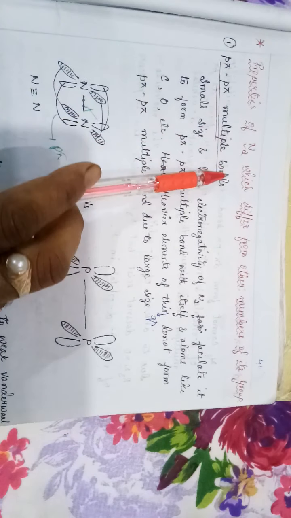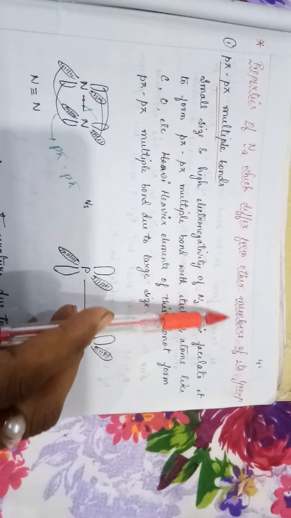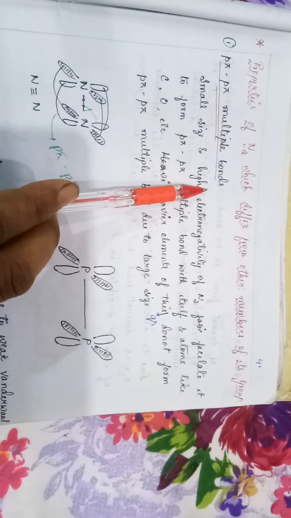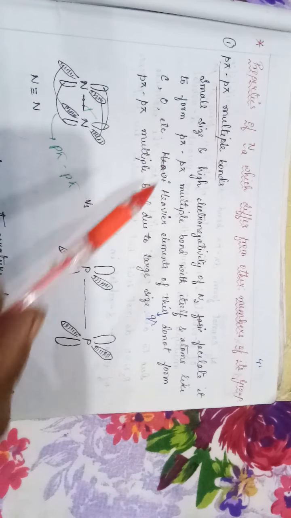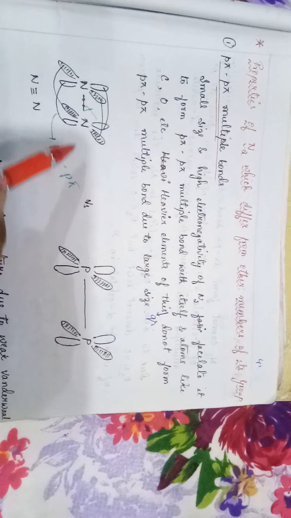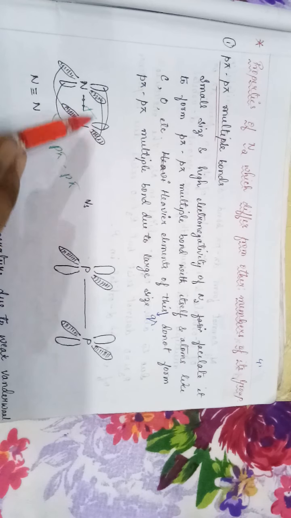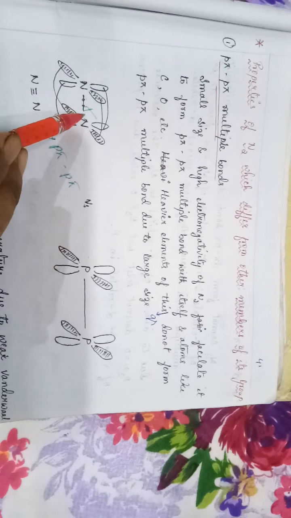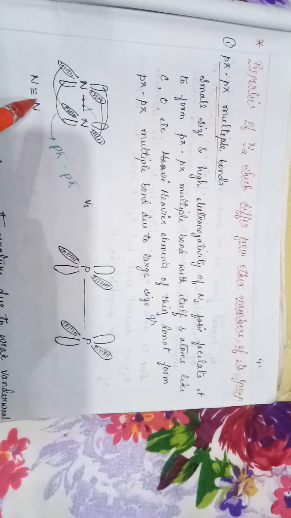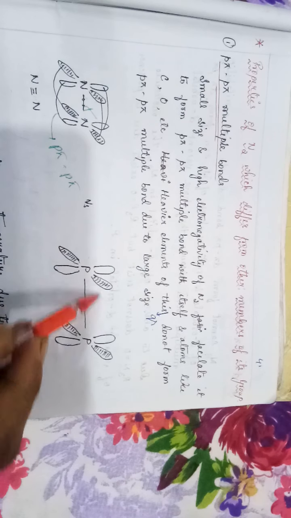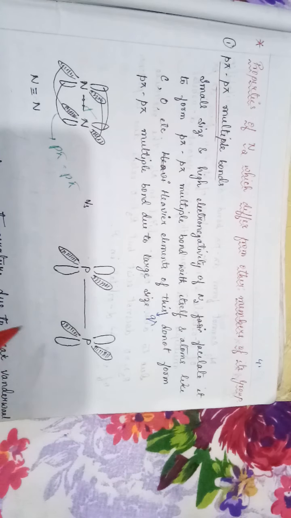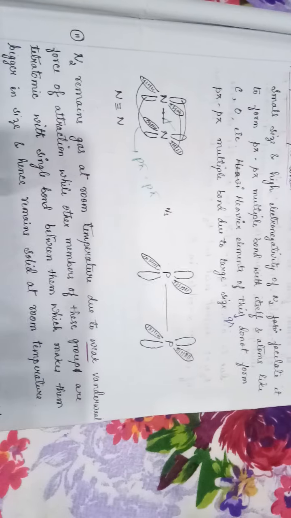Now the properties of nitrogen which differ from other members of its group. The first point is pπ-pπ multiple bond. So nitrogen can form pπ-pπ multiple bond. After formation of the first bond, you see their p orbitals are close enough to form pπ-pπ multiple bonds. So this middle bond is the first bond, and the rest two bonds are pπ-pπ multiple bonds. But in phosphorus, the p orbitals are far away from one another, so there is no possibility of pπ-pπ multiple bond. So nitrogen can form pπ-pπ multiple bond.